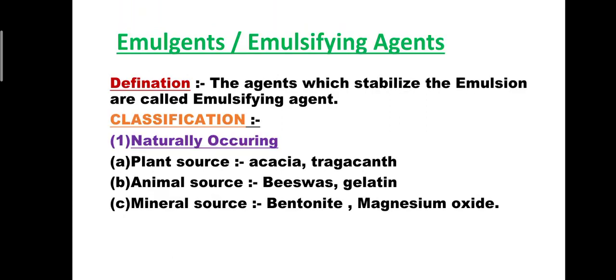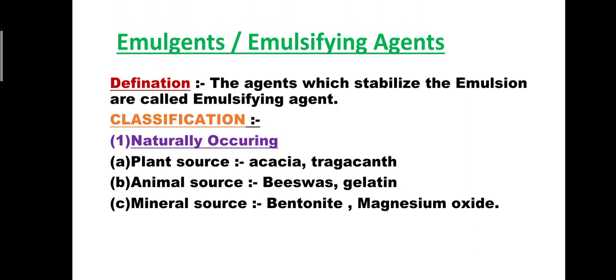Second point, emulsifying agents, also called emulsions. Let's see the definition. One phase is added into another; that means two immiscible liquids are mixed by the addition of a third agent. That third agent is called the emulsifying agent. Without an emulsifying agent, there is no formation of emulsion. That means the emulsifying agent is necessary for preparing an emulsion.